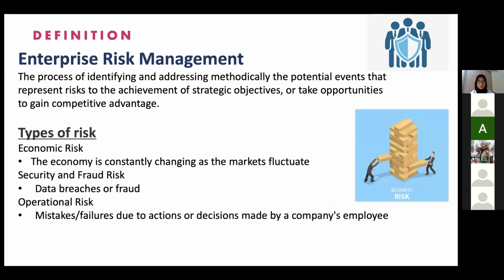So, to properly address the definition, enterprise risk management is the process of identifying and addressing methodically the potential events that represent risk to the achievement of strategic objectives or to opportunities to gain competitive advantage. How? By addressing the risk in a systematic and coordinated plan, implementing the plan, and holding key individuals responsible for managing critical risks within the scope of their responsibilities.